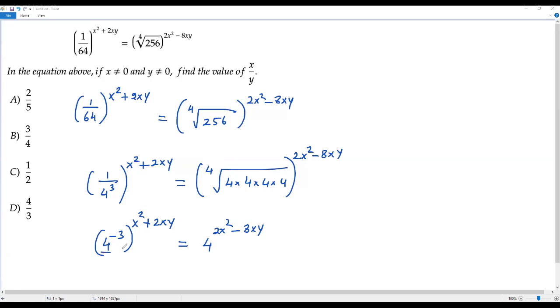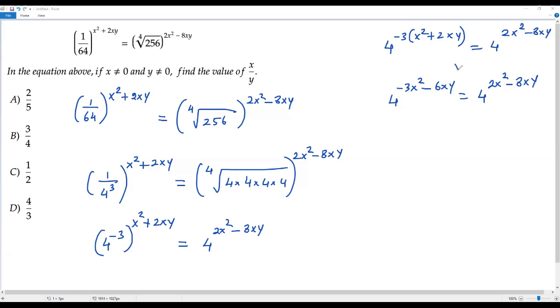Okay, here we have base 4 and we have exponent negative 3, and for this complete stuff we have the exponent x square positive 2xy. So whenever we have two exponents like this, we can multiply the two exponents. When I do so, I'm getting 4 to the power of negative 3 times x square positive 2 times x times y equals 4 to the power of 2x square negative 8xy. Now we can distribute this negative 3 to x square and positive 2xy. When I do so, I'm getting negative 3x square, negative times positive becomes negative, 3 times 2xy is 6xy, equals 4 to the power of 2x square negative 8xy.